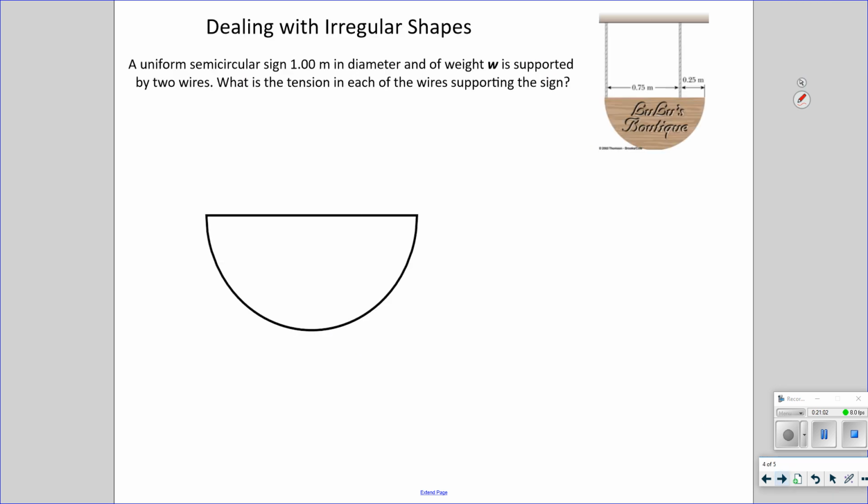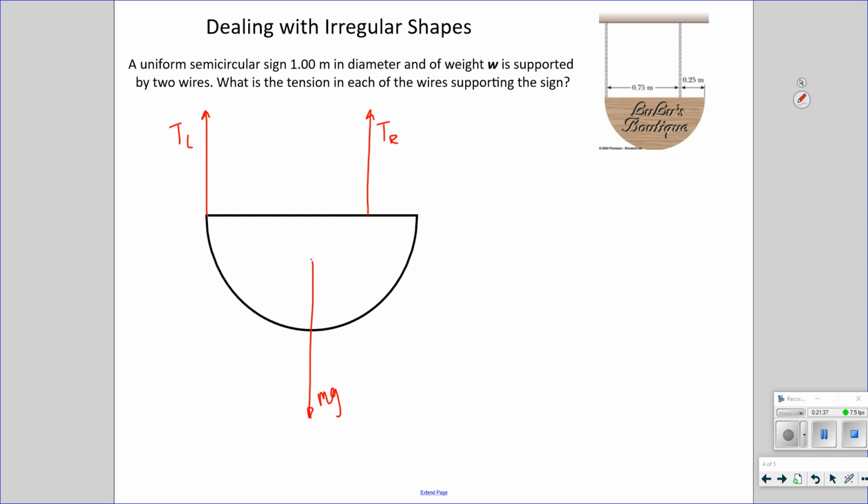Okay, one more. Irregular shapes. Here's a neat one. I want to show you this guy. Here's a semicircle, 1 meter in diameter, weight W, held by 2 wires. What's the tension in each? This is a good one. A free body diagram looks like this. There is a tension T_L that acts there. And here's a tension T_R that acts there. And the center of mass of this semicircle is there-ish. And so mg looks like that.